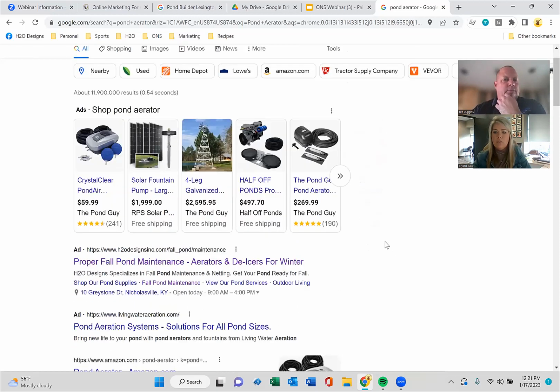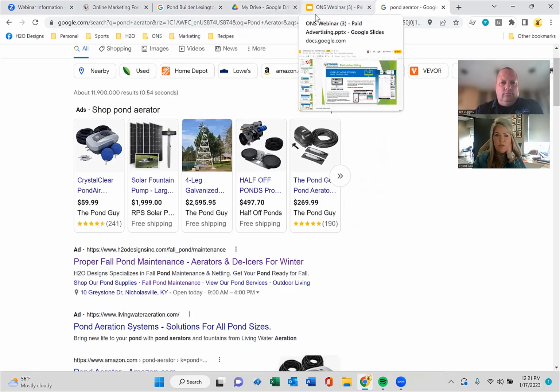The reason I talk so much about Google is because 93% of all the searches that are starting on a search engine are happening within Google.